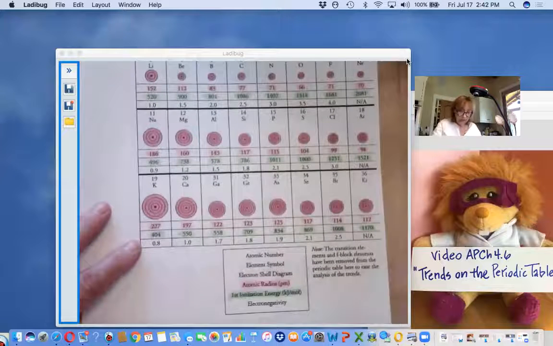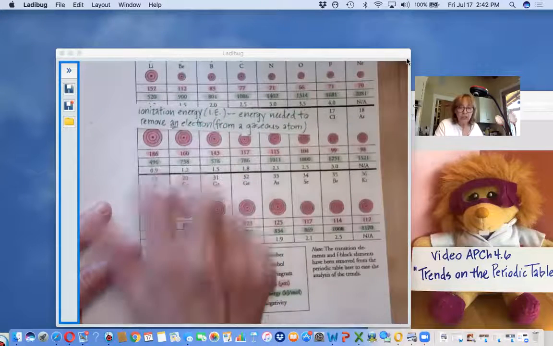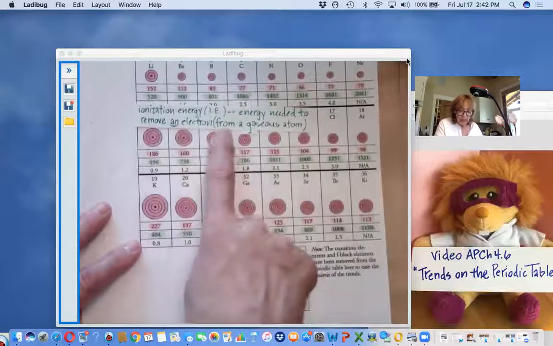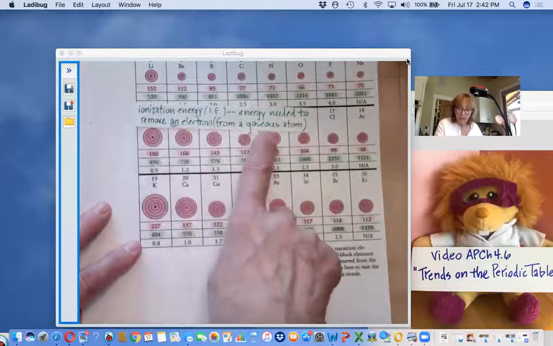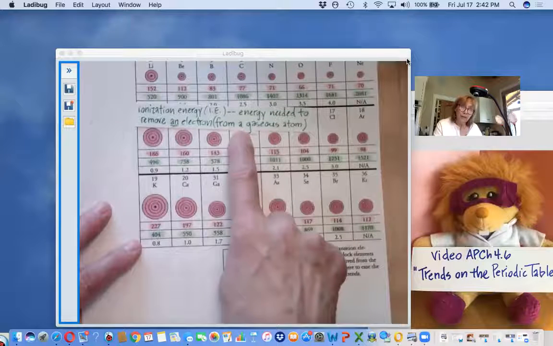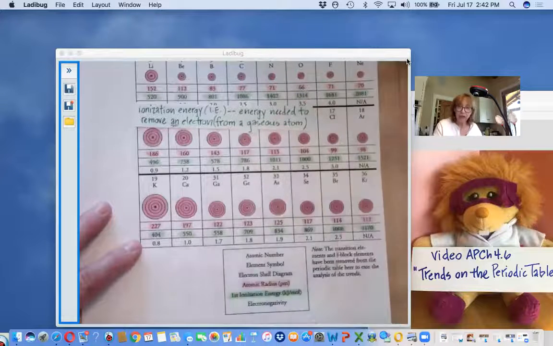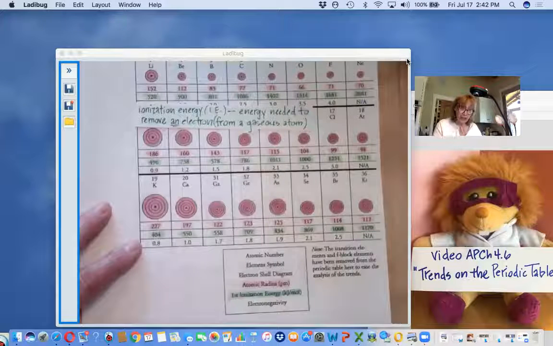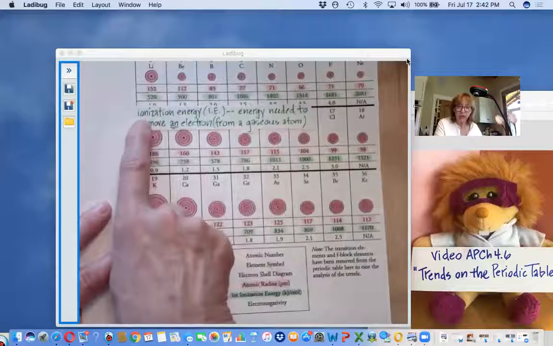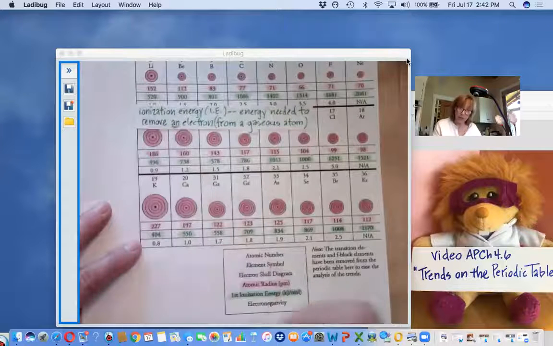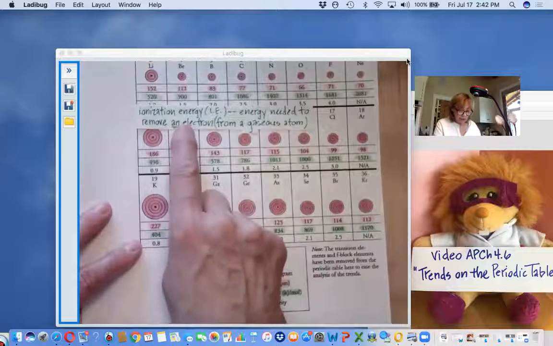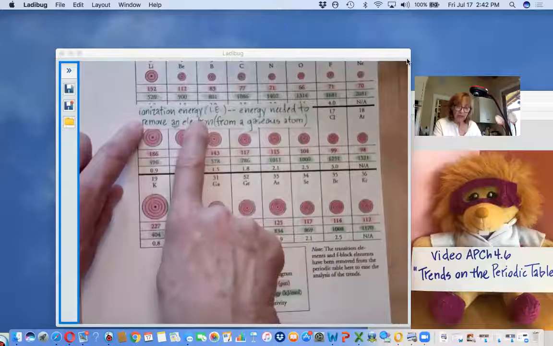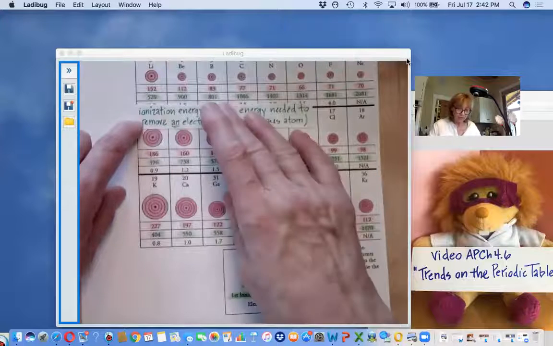Now remember that ionization energy is the energy needed to remove an electron from a gaseous atom. I put that in parentheses. Technically, the atom has to be, first of all, changed into its gas form, and then they measure the energy needed to remove. Now, notice that that is to remove an electron. And ionization energy is always talking about removing the easiest one. So whichever electron would be most easily removed, that energy is ionization energy.